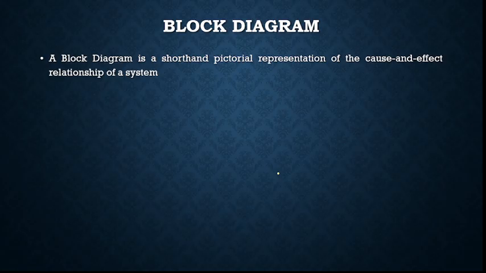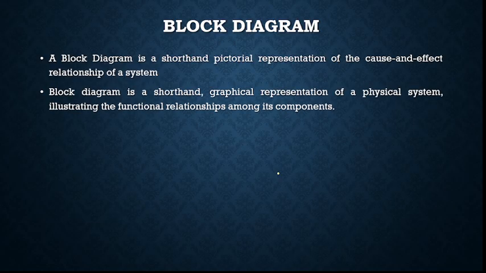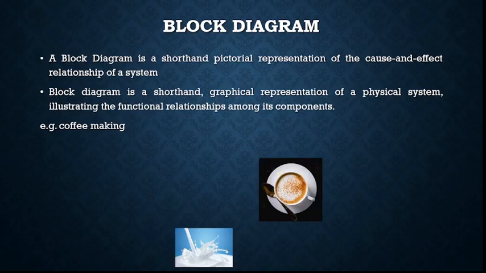So what is a block diagram? It is a pictorial representation of the cause and effect relationship of a system. A block diagram is a shorthand graphical representation of a physical system which illustrates the functional relationship among its components. The simplest example of it is the making of a coffee. What are the ingredients that are required to make the coffee? Normally we take three. First is milk, which may be hot or cold based on your requirements. If you want to have a cold coffee, you will take cold milk.